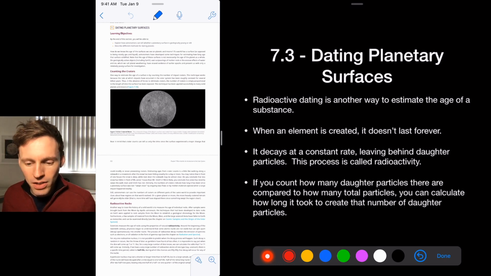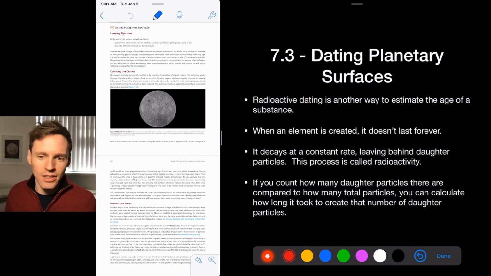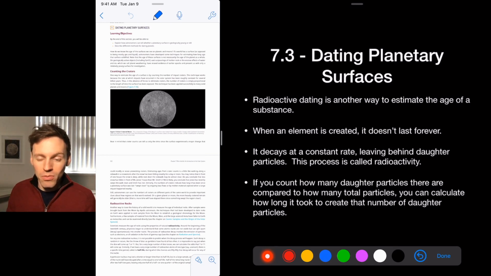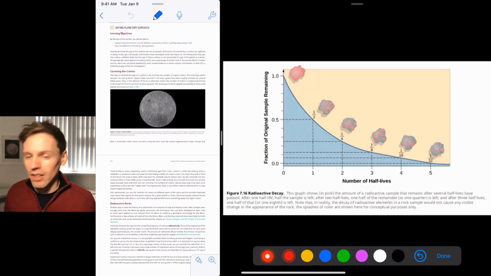So you find a chunk of iron, you scoop it out, and you measure how much of it is still the original stuff and how much of it is a daughter particle. And you know how long it takes for that to happen, what's the rate of decay, and then you can calculate how long.